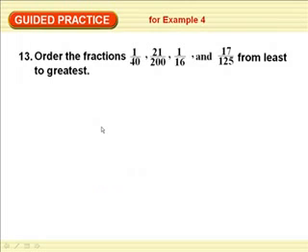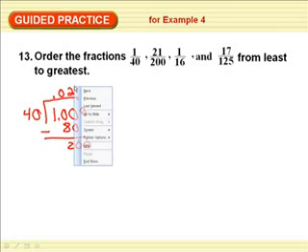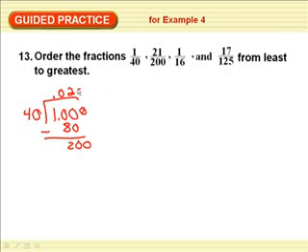New Mexico. Okay, order the fractions from least to greatest. Again, we would divide those out. 1 divided by 40. Okay, 1 doesn't go in there. 40, it goes in there twice, which is 80. Subtract, that would be 20. Add the 0. It goes in there 5 times. Okay, so that's that one.